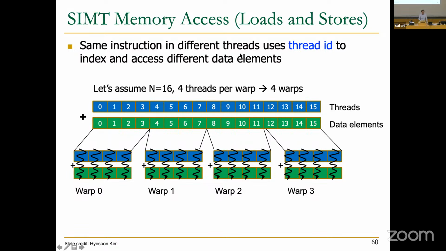So let's take a look at this. The same instruction in different threads uses the thread ID to index and access different data elements. That's the key. So if you assume a thread count of, let's say, 16, and you have 4 threads per warp, what you're really operating on is these 16 threads over here, and each of them is essentially operating on 16 data elements. And each warp essentially looks like this. The first 4 threads are loading the data elements at locations 0, 1, 2, 3. The next 4 threads are loading the data elements at locations 4, 5, 6, 7. And then you can keep doing this basically.